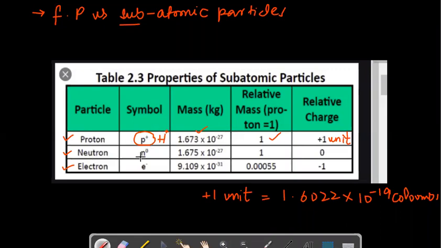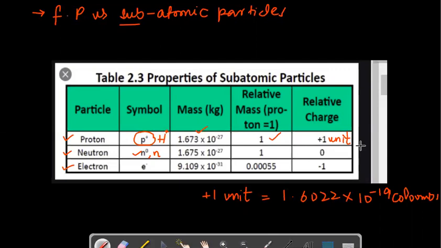Keep in mind, the neutron is represented by small n, as it has no charge, so you just write a 0 over the top, or you can simply write it as small n. But the more preferred symbol for the neutron is n, and just write a zero over it in the superscript. If we talk about the mass of the neutron, that is 1.675 × 10^-27. You have to memorize these masses. And the relative mass of the neutron would be 1. Relative charge on the neutron is 0, so it has no charge.